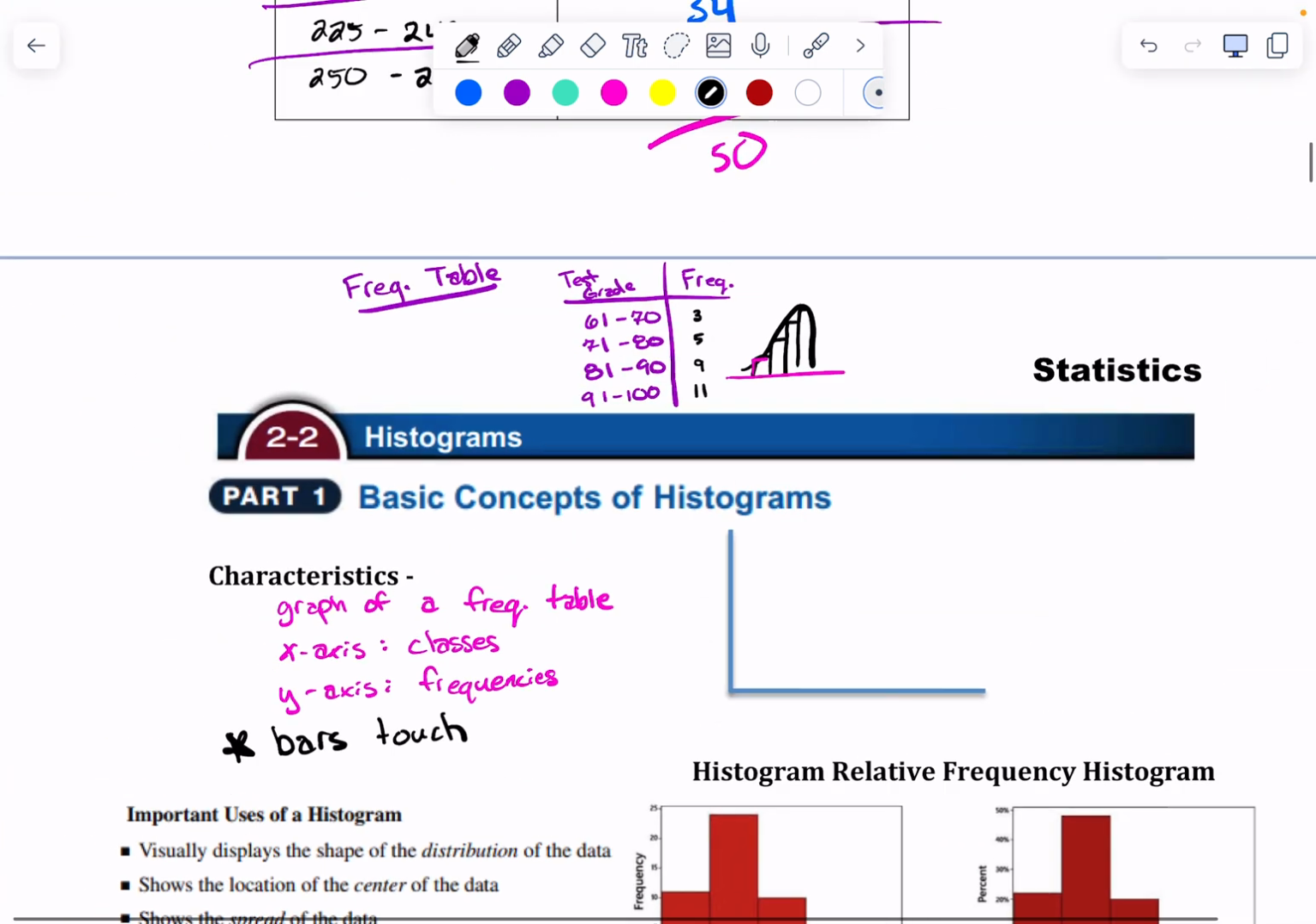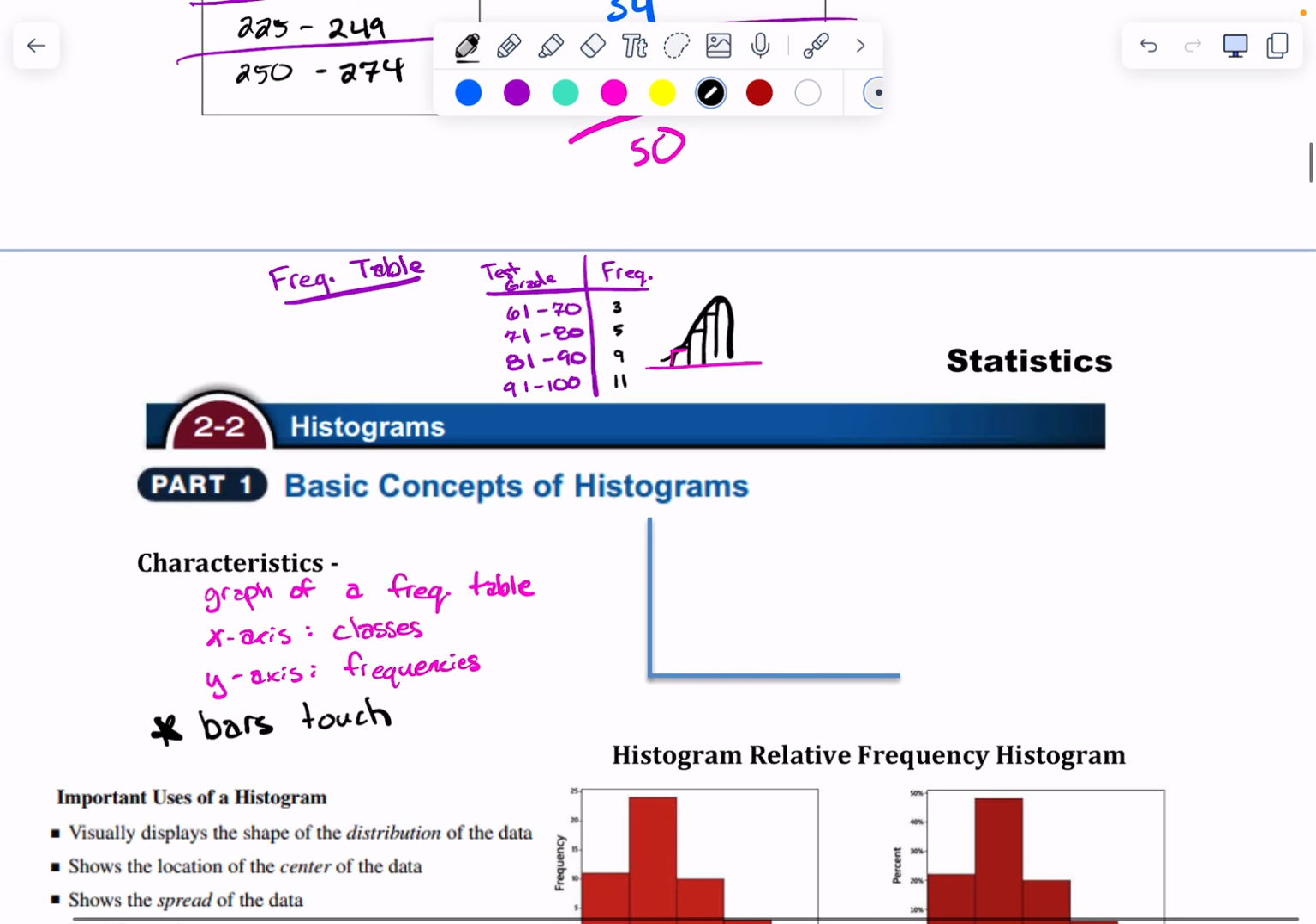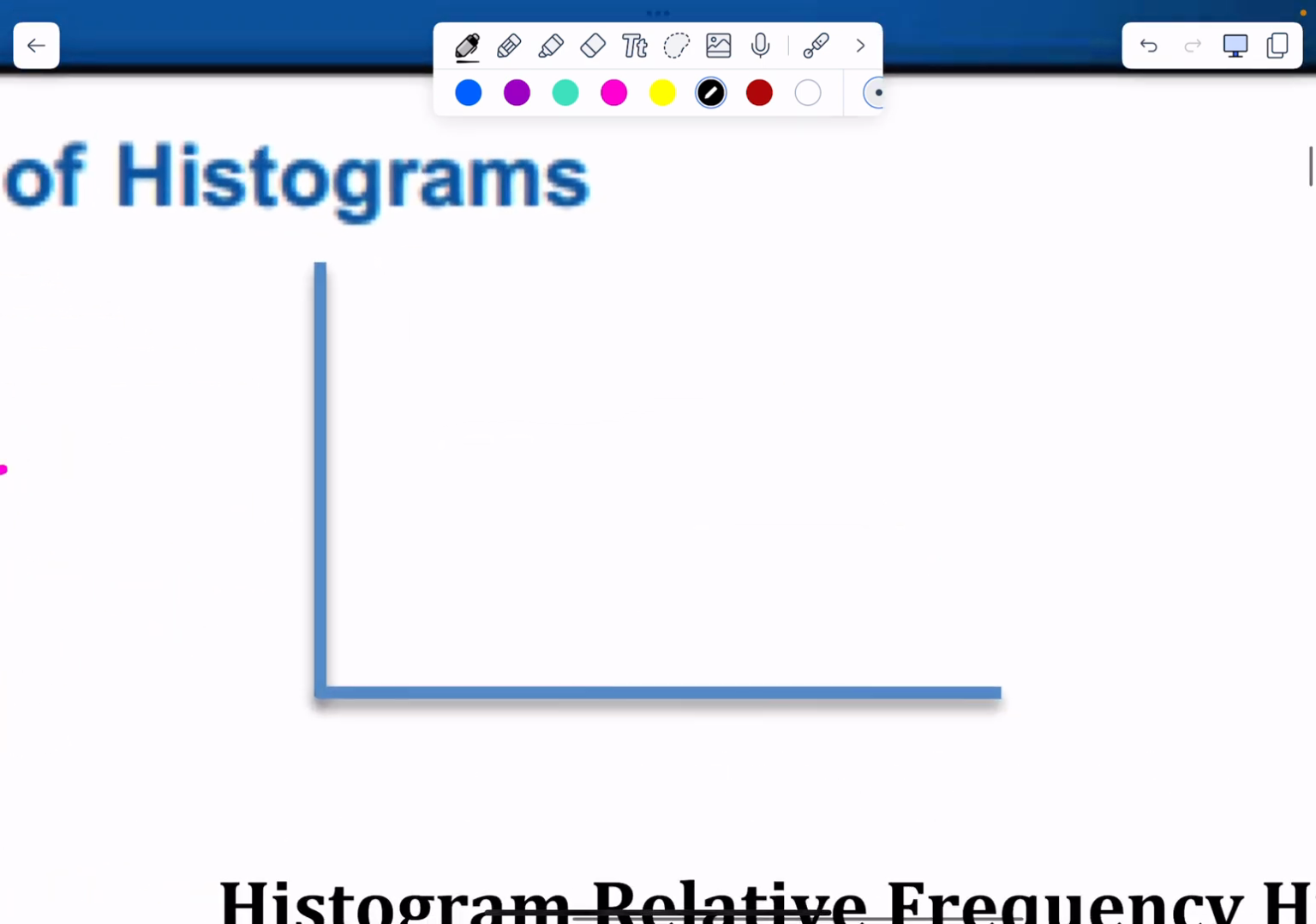So let's just graph what we have up above here. We have test grades and frequency. I'm going to graph that here on my histogram. I'm going to do one of these. Have you seen that symbol before? Because my first class is starting at 61. So here are 2 different ways that you can graph this. You can say 60 is here, 70 is here, 80 is here, 90 is here, and 100 is here. That's one way of graphing it, okay?